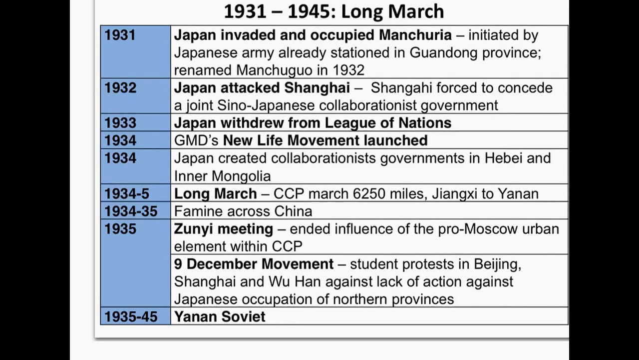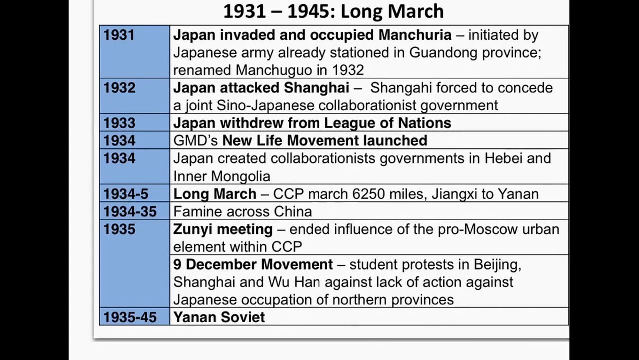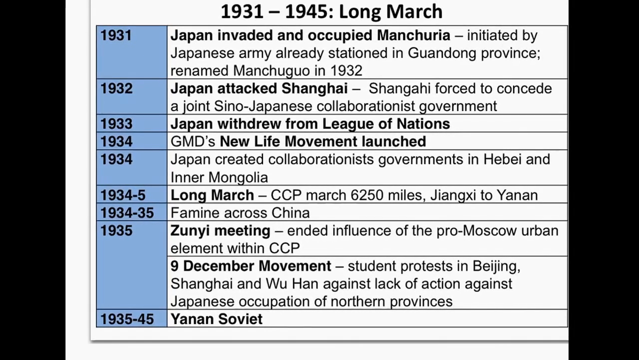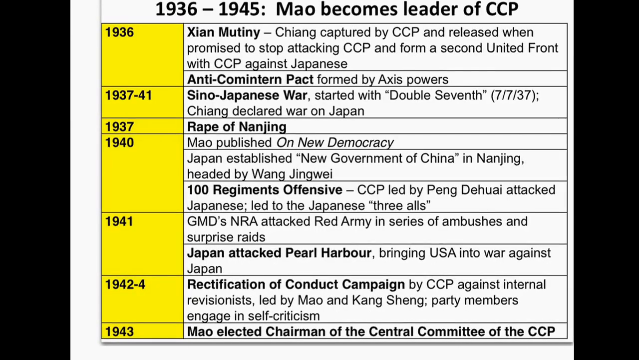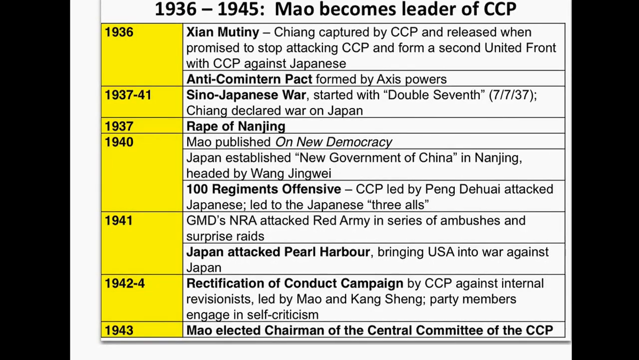It was during this time that Mao and his supporters were able to push out the pro-Moscow element within the Chinese Communist Party. These were the ones who argued that any revolution would have to come from the urban workers, whereas Mao was arguing that the revolution would have to come from the peasants, as China was overwhelmingly a peasant country. It was almost by luck that in 1936 the communists were able to capture Chiang during the Xi'an Mutiny. They forced him then to accept a second united front to fight with them against the Japanese. This is the start proper of the Sino-Japanese War.